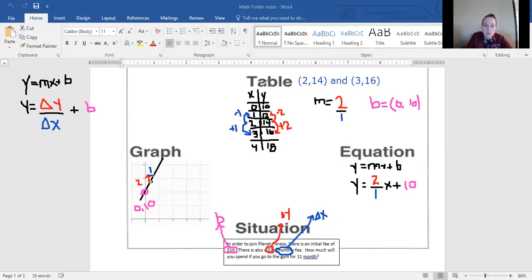So if you were going to write this out nicely, this is what it looks like. I'm going to type this in black. y equals 2x, and if you put the over 1, it's fine, plus 10. Take the time to color code.